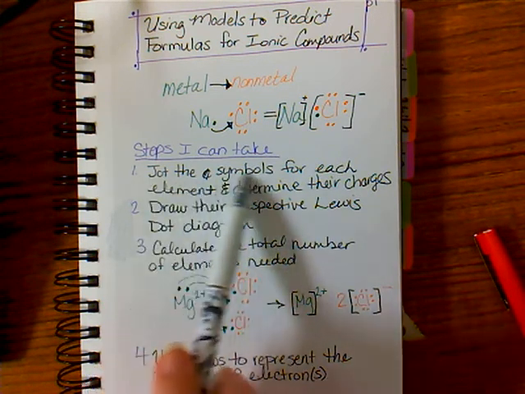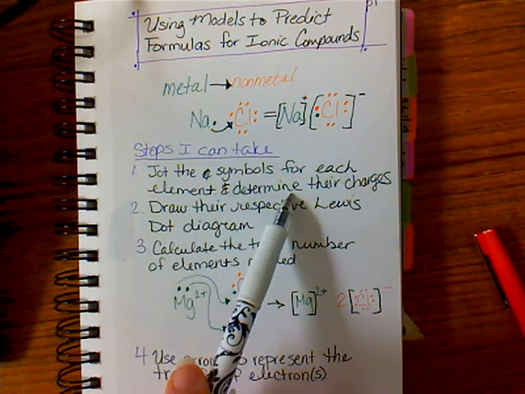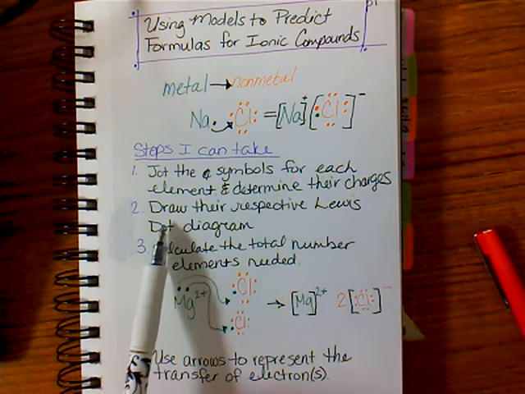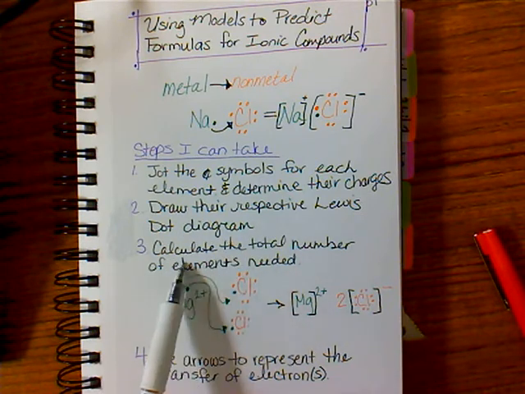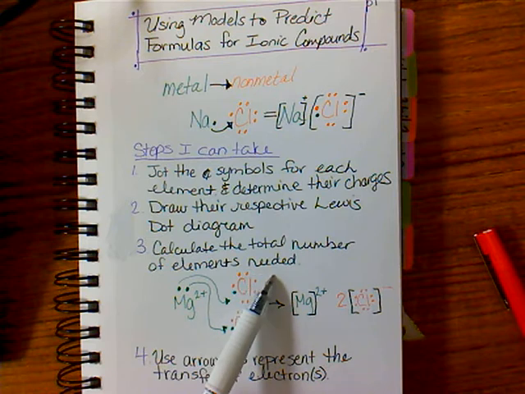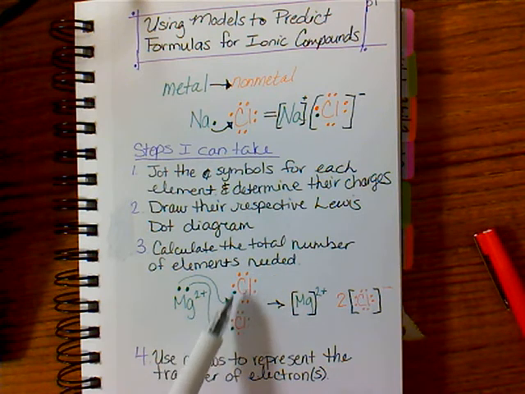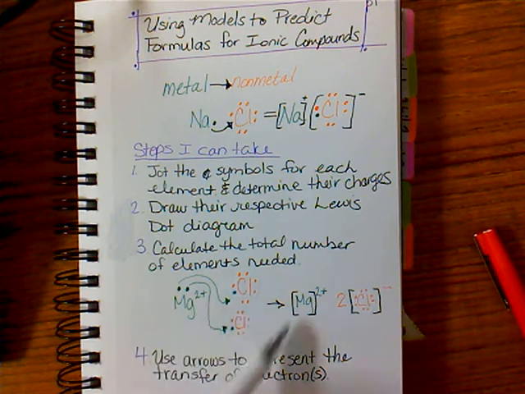Step 1 is I jot the symbols that I need for each of the elements, and then I determine their charges. Next, I draw their respective Lewis dot diagrams, and then I'll calculate the number of elements needed. For this example, I found out that I needed 2 chlorines instead of just 1 in order to have a stable ionic compound. And then last but not least, use some arrows to represent the transfer of those electrons.